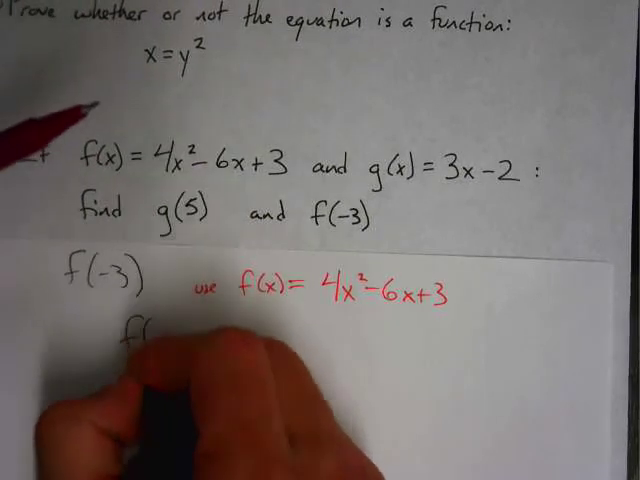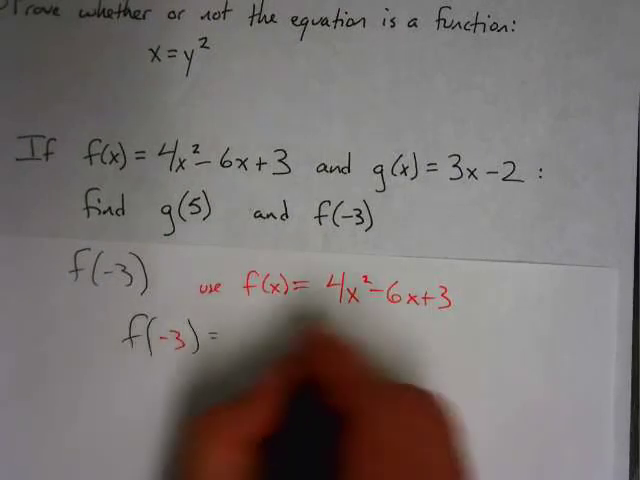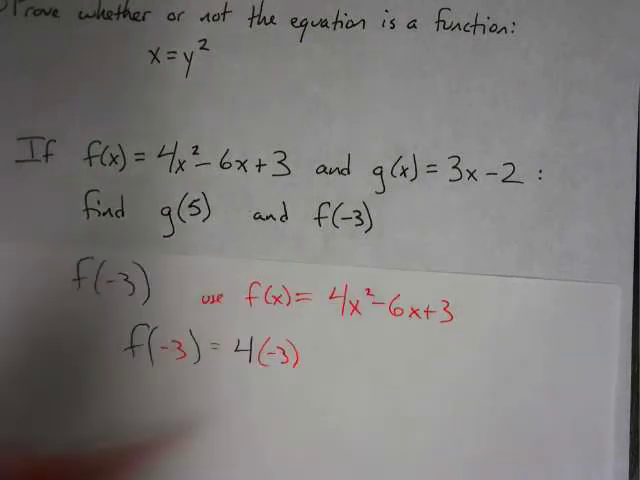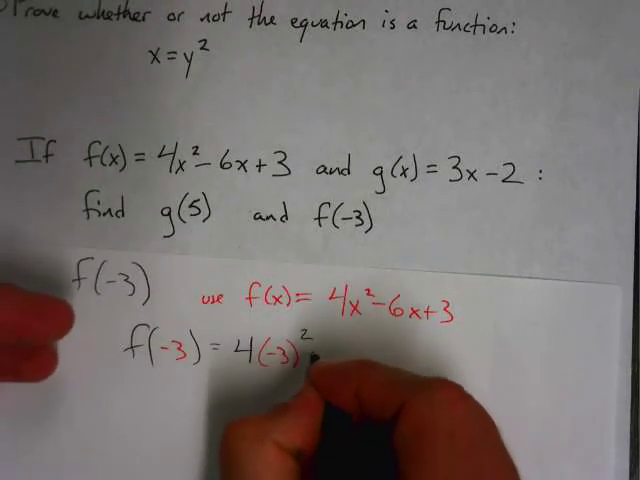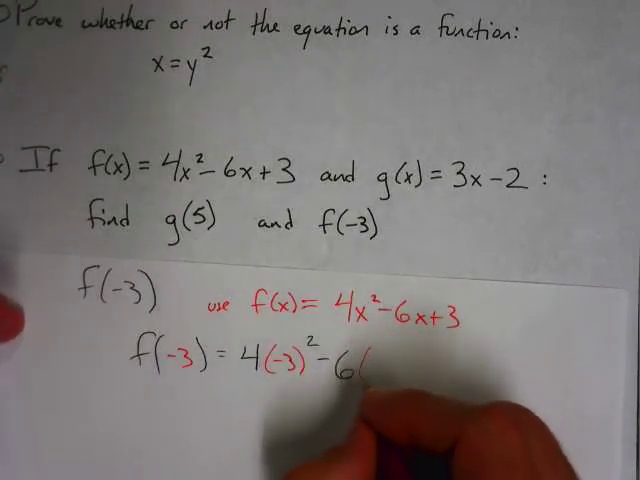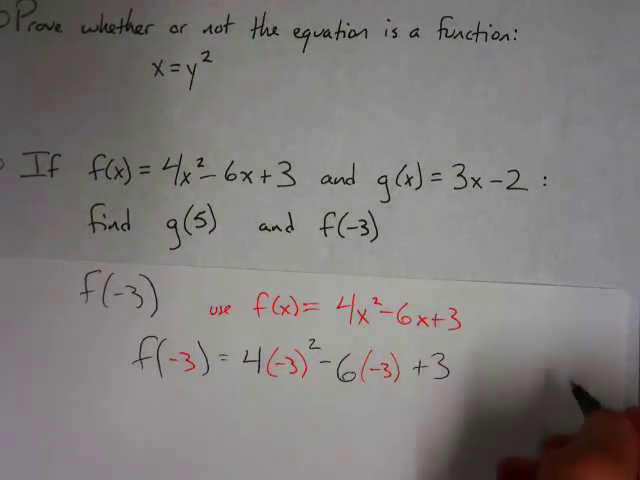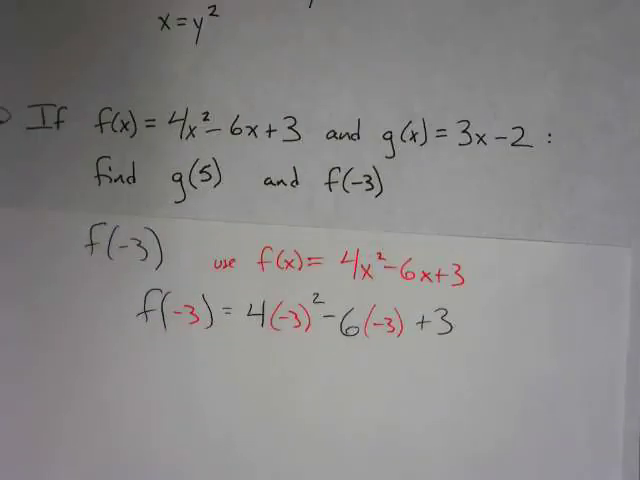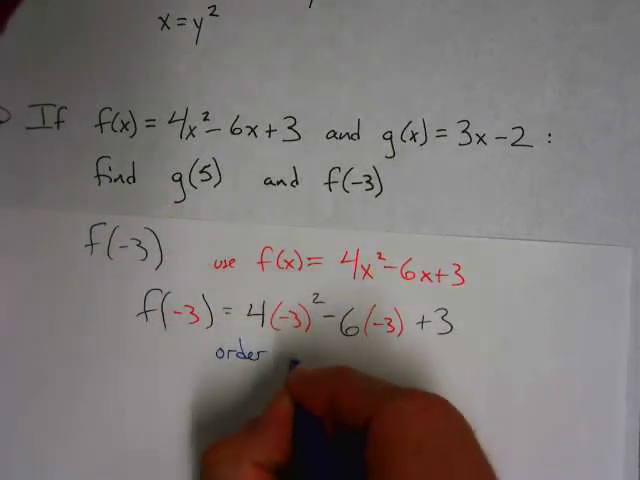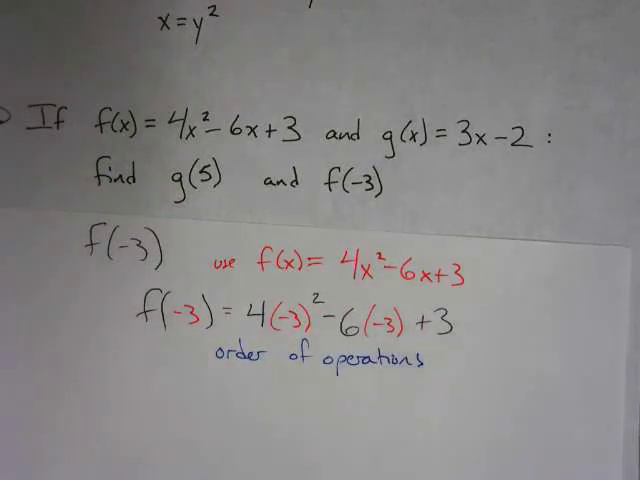So we know that f of negative 3 is going to be equal to 4 times x squared. Notice the only thing that's changing is the x, minus 6 times x plus 3. So we've used our substitution step, and the rest is order of operations. Okay, so we're going to use order of operations, and then we're home free.